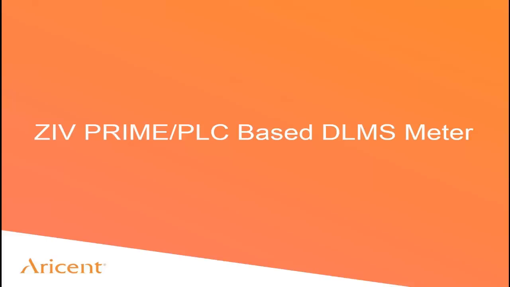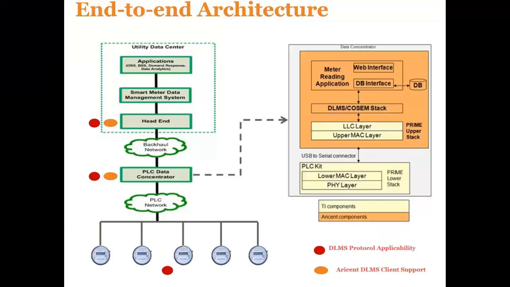The next demo is based on the ZIV Prime PLC based DLMS meters. As you see in the network, there is a PLC data concentrator which runs on the Aricent IoT gateway. The PLC data concentrator is connected to the PLC network, and to the network we have the different smart meters. The PLC data concentrator has a DLMS COSEM stack and a DLMS application. DLMS is a metering protocol using which the metering information can be obtained from the smart meters.